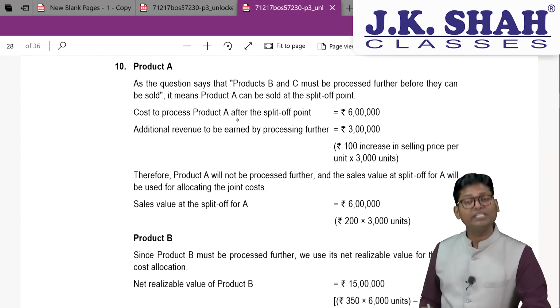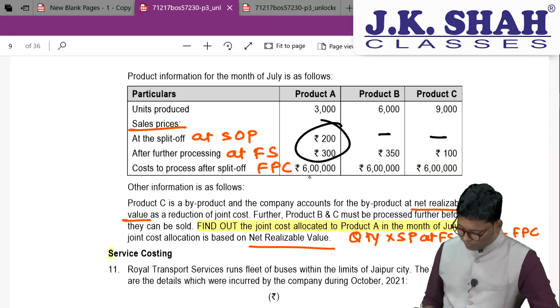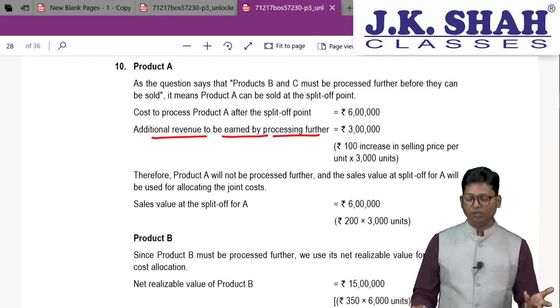Cost to process product A after the split off point is 6 lakhs, as given. This is the further processing cost mentioned in the question. Additional revenue to be generated by further processing is 3 lakhs. Sir, how to calculate the additional revenue?